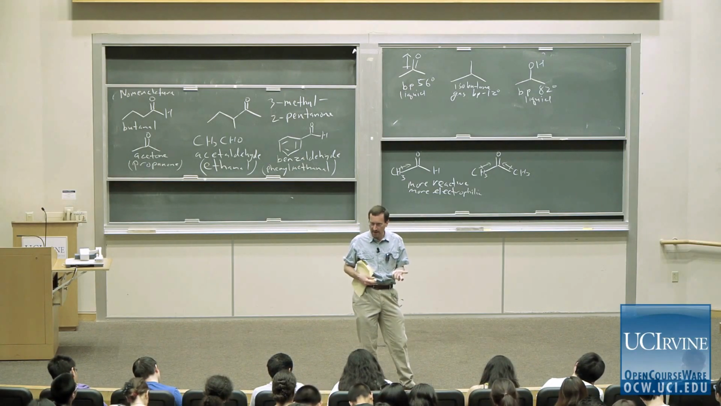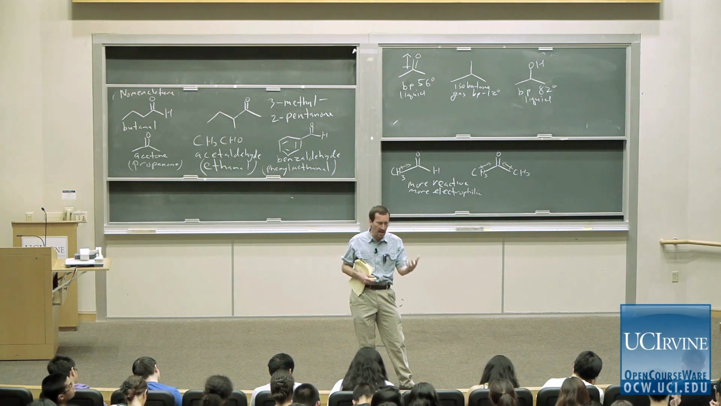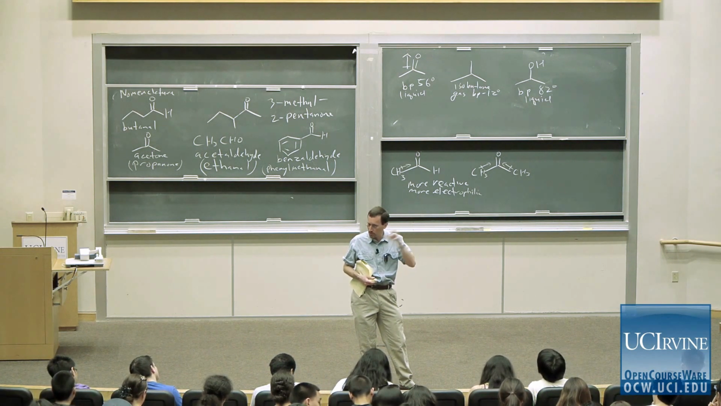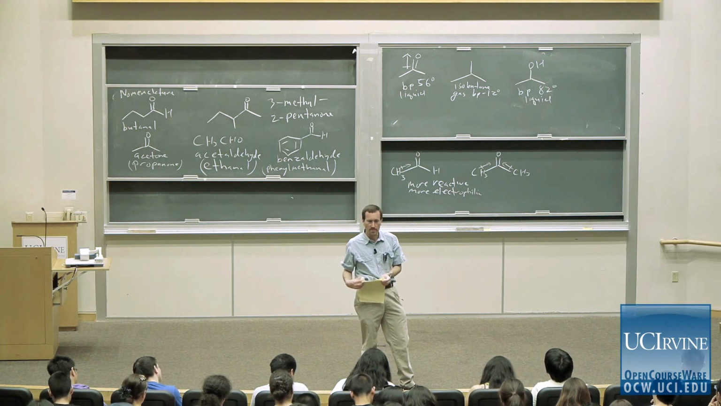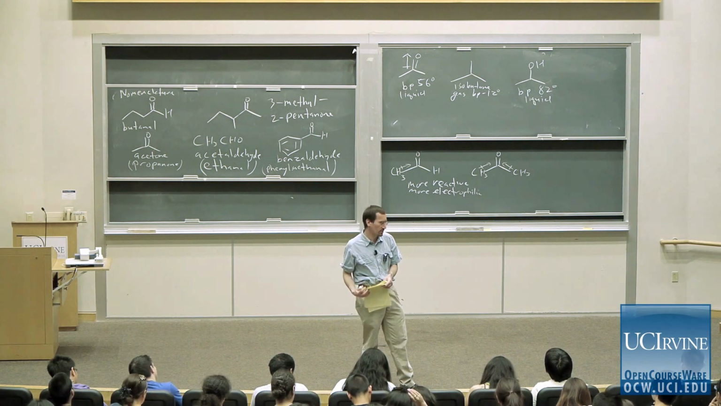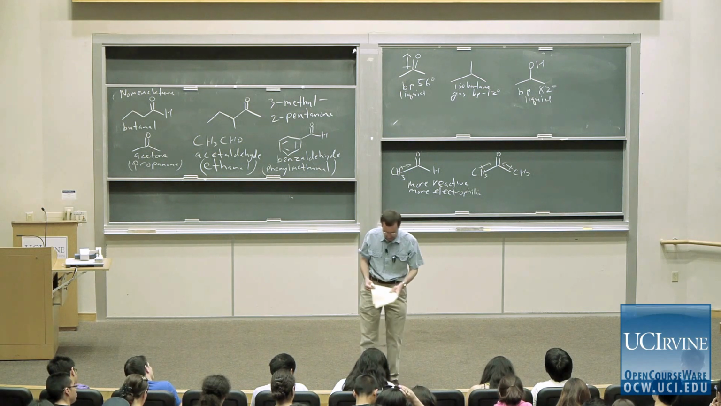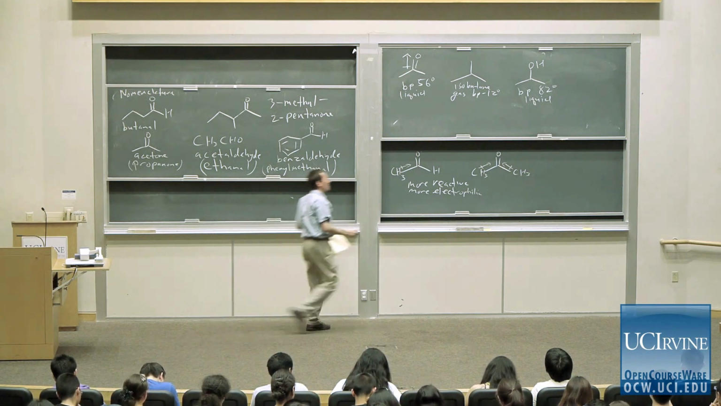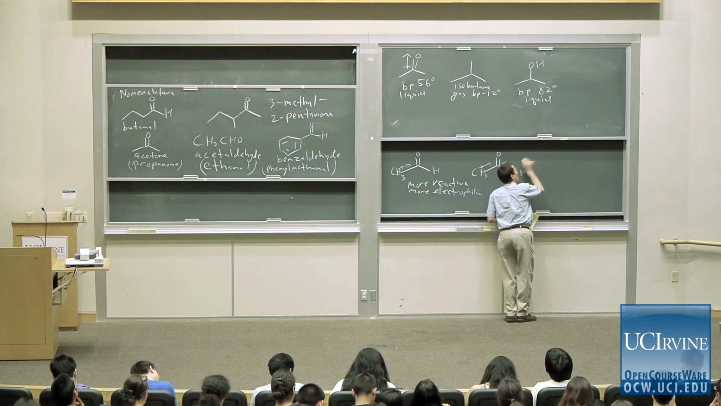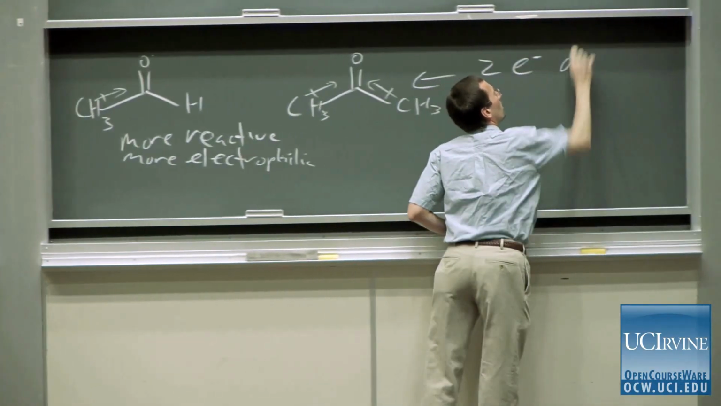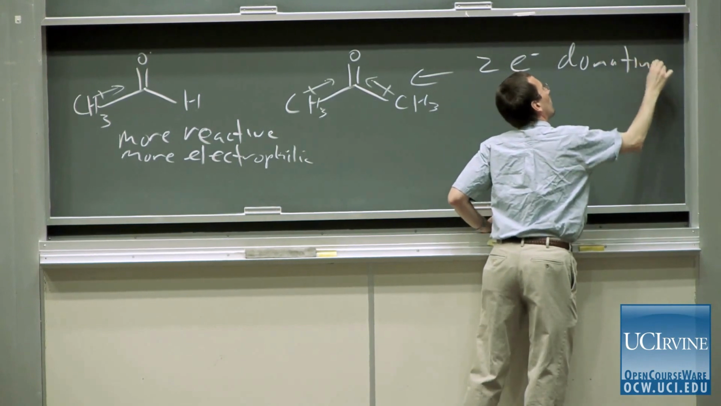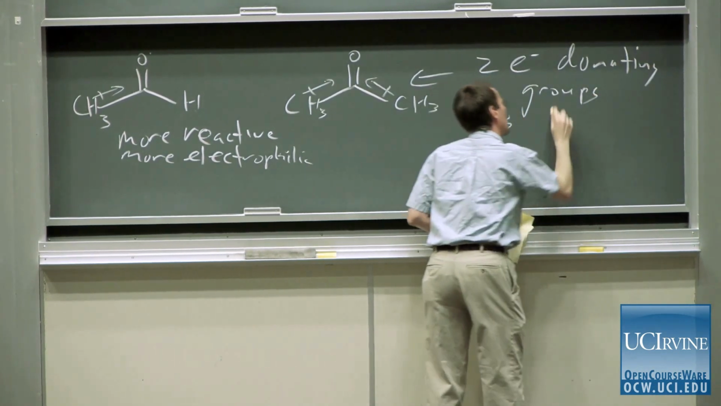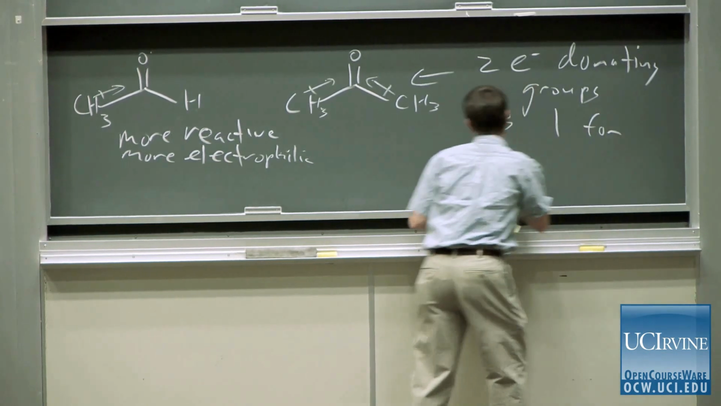Resonance will also affect things. So for example, benzaldehyde versus acetaldehyde. Benzaldehyde has resonance stabilization of the carbonyl, so it's going to be a little bit less reactive than, say, acetaldehyde. So I will write two electron donating groups here, versus one for acetaldehyde.